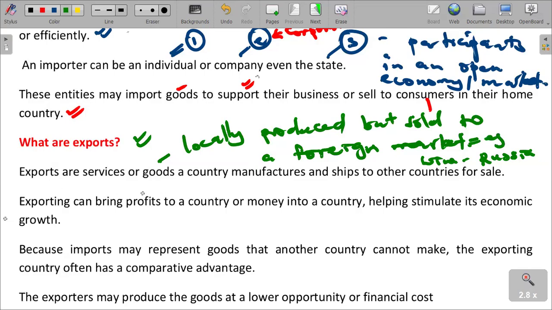So what we need to understand is that these exports can bring profits. They bring income to a country and make money. We talk about the income. We talk about the much needed foreign currency, the money that we need from other countries in business, helping stimulate its economic growth.